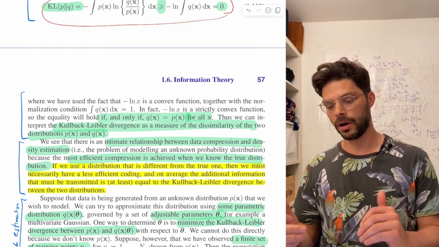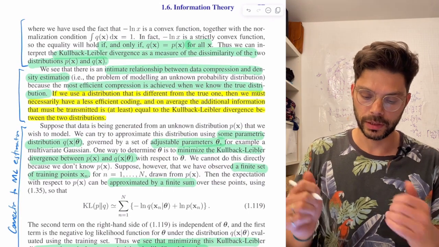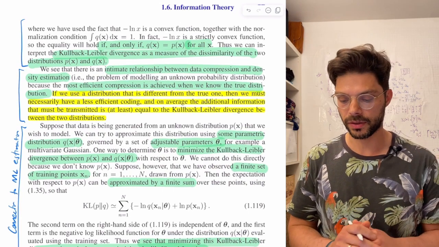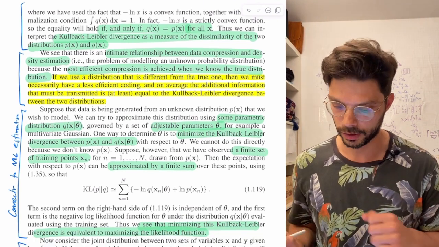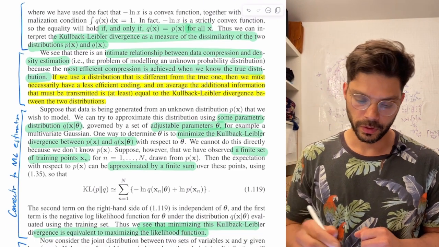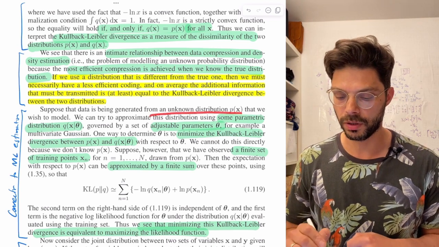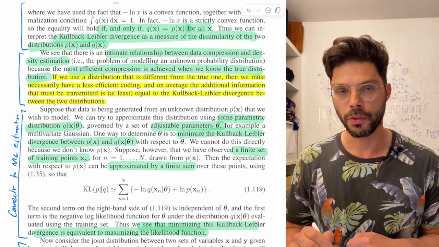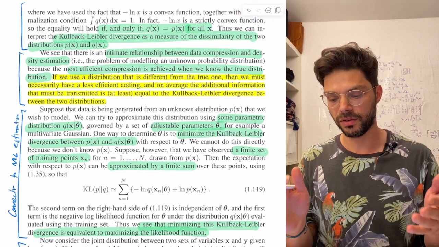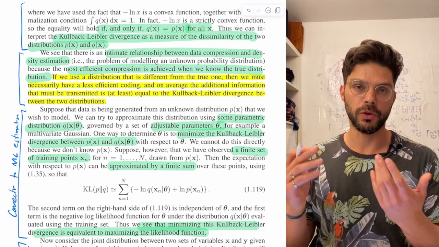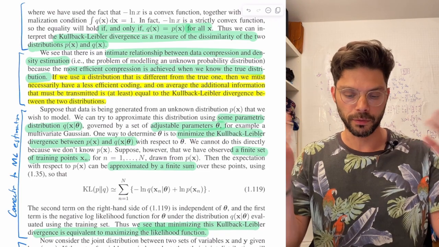That's the end of those two sections. Now in the next part, we're going to talk about the connection of Kullback-Leibler divergence to maximum likelihood estimation. I think that's a really interesting perspective and gives some additional insight. Suppose that data is being generated from an unknown distribution P of X that we wish to model. Let's say the distribution of faces: you have a bunch of pixels and you want to know the distribution of the various pixel values for faces.